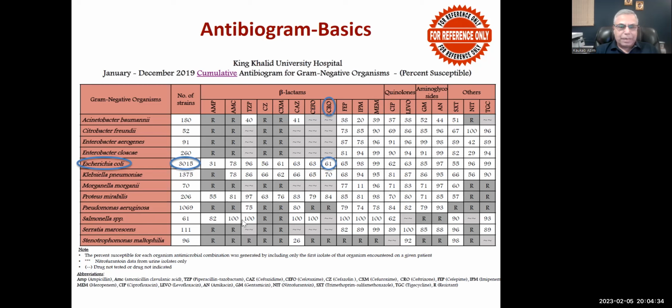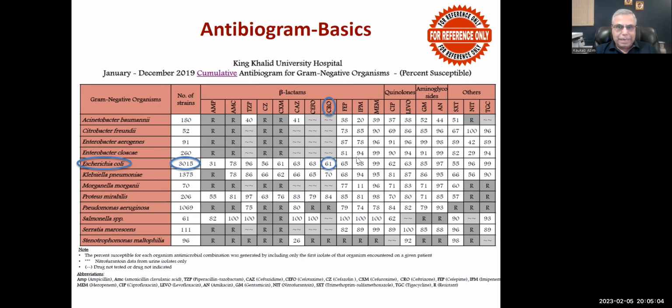Then Salmonella. Salmonella is 100% sensitive to FEP, which is cefepime, okay? And imipenem, 100% sensitive. So these numbers are showing you the percentage of isolates. For example, this is meropenem, and 99% of E. coli isolates are sensitive to this. 98% are sensitive to imipenem, right?